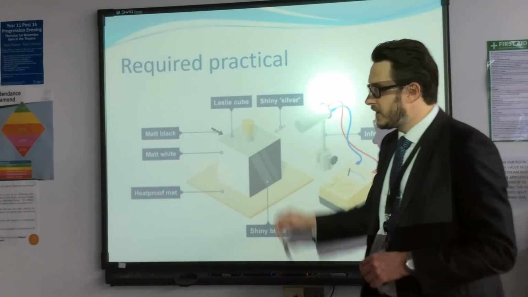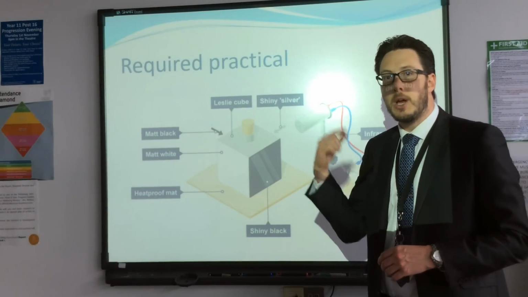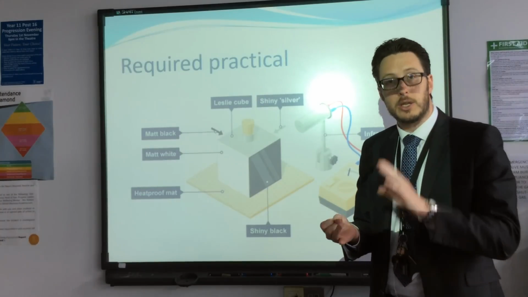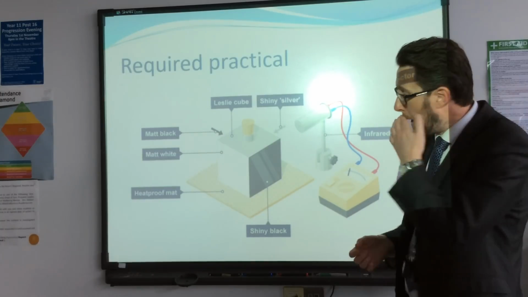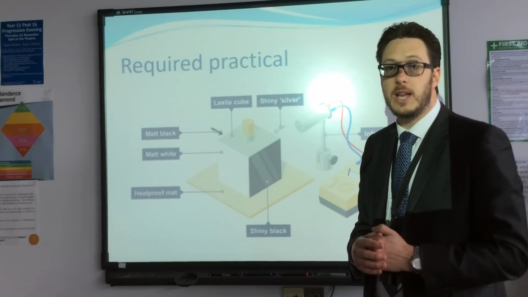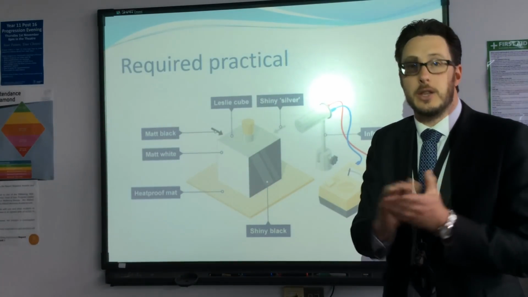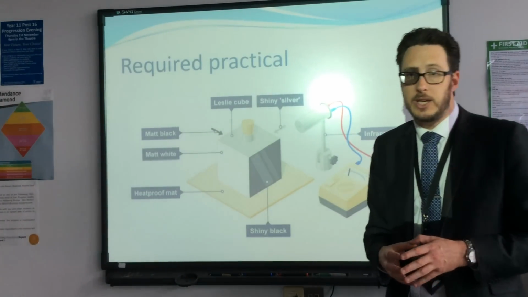You can do a less sophisticated version of this just by using test tubes. If you used a test tube, but surrounded that test tube in black card, you could have shiny black card, dull black card, shiny white card, dull white card. You could put a thermometer in the test tube, place some hot water in there, and see which test tube loses the most heat. The test tube that loses the most heat emits the most infrared radiation.